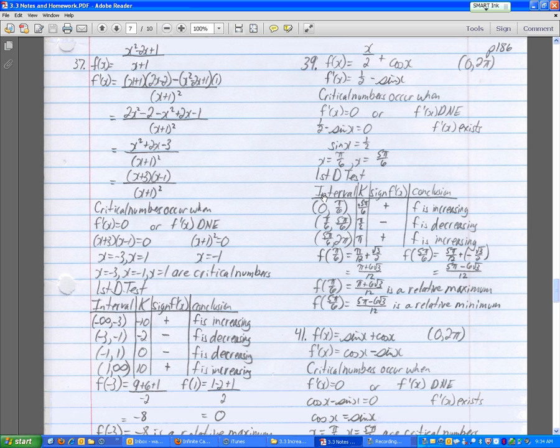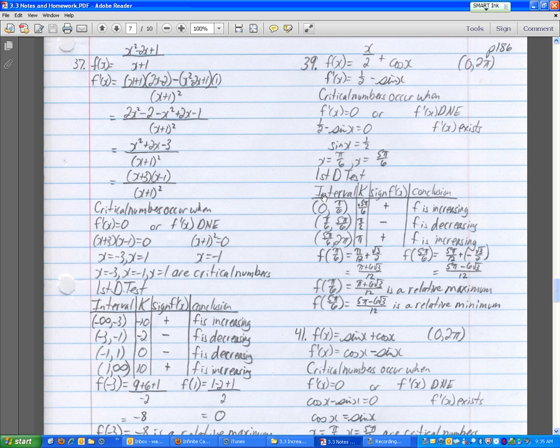All right, on 37, we're supposed to use the first derivative test to find where the function's increasing or decreasing, and we're supposed to find all the relative extrema. So we've got to do the whole thing, the whole nine yards. The relative extrema are going to occur at critical numbers. Critical numbers occur when the derivative equals 0 or does not exist, so we've got to find the derivative.